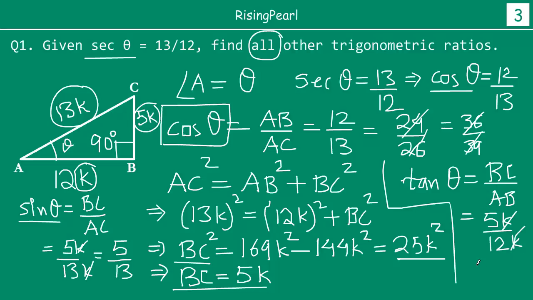Again, k is a positive number, it will cancel out. 5 by 12. So tan theta is 5 by 12. So cot theta will be the reciprocal of tan theta, that will be 12 by 5. So friends, we have found out all the 5 other ratios of the triangle of the angle theta.